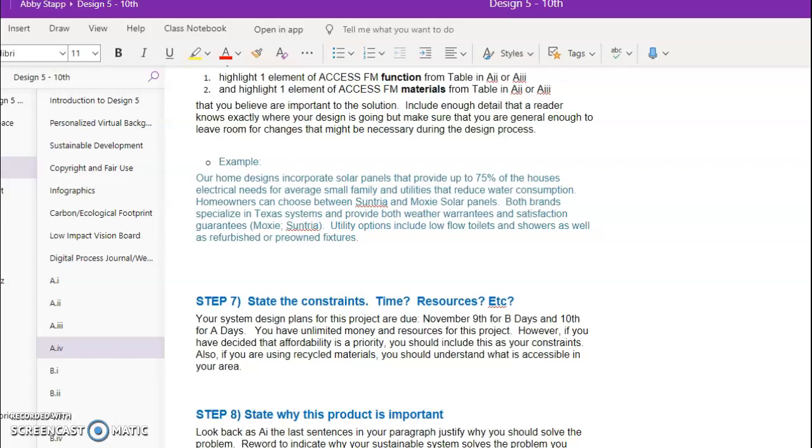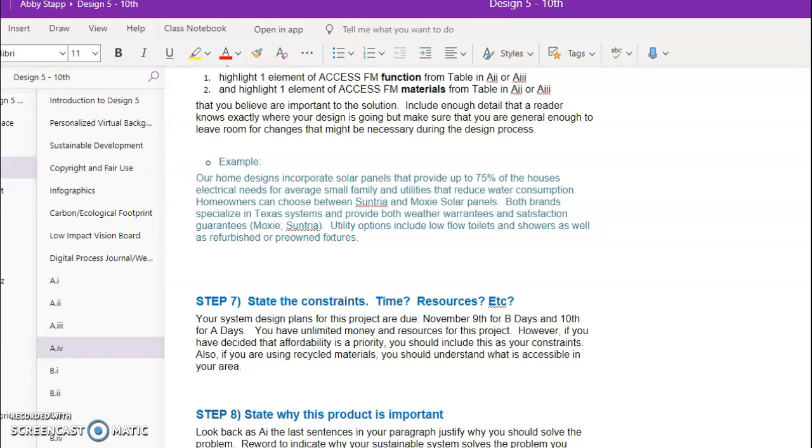Let's see. The other thing that you might want to think about are resources. So you are in a specialized place somewhere out there in the world. What resources are accessible to you there? So that might be a little piece that you include, that I am only using resources that are recycled or found in this area. So that would be your constraints as well.